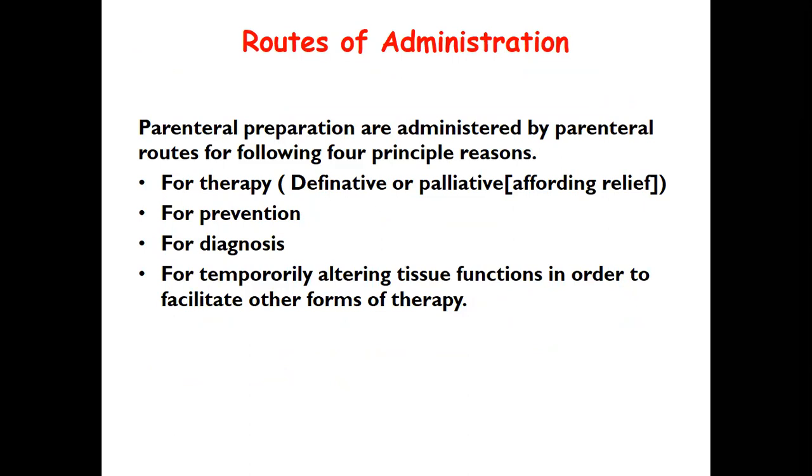Routes of administration. Parenteral preparations are administered by parenteral routes for the following four principal reasons. The first reason is for therapy, whether it is definitive or palliative treatment, for prevention, for diagnosis, and for temporarily altering tissue functions in order to facilitate other forms of therapy. So for therapy means in general for its therapeutic effect, let's say an antibiotic injection or some painkiller injection. For prevention, here come the vaccine preparations which are administered for the prevention of a particular disease.